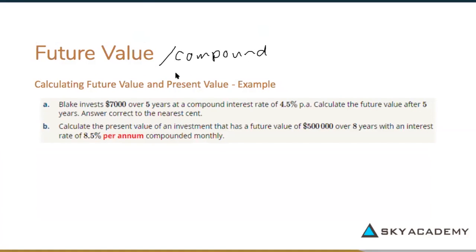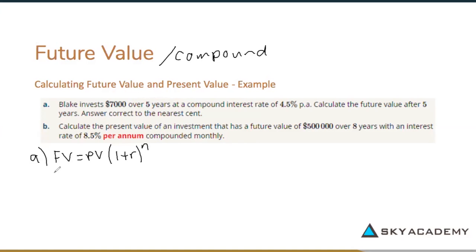So Blake invests $7,000 over 5 years at a compound interest rate of 4.5% per annum. Calculate the future value after 5 years, answer correct to the nearest cent. So I'm going to do question A down here. And we know that the future value equals the present value times 1 plus R to the power of N. And so I'm going to fill in what we know by subbing the question into our formula.